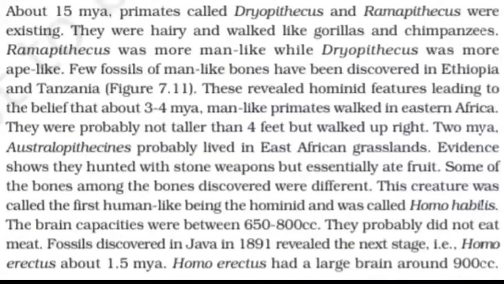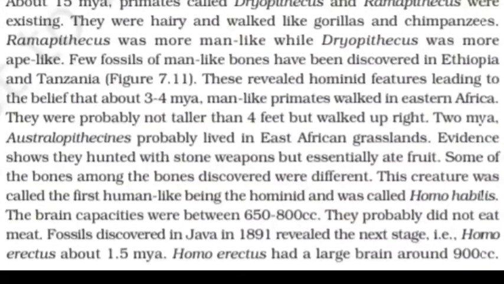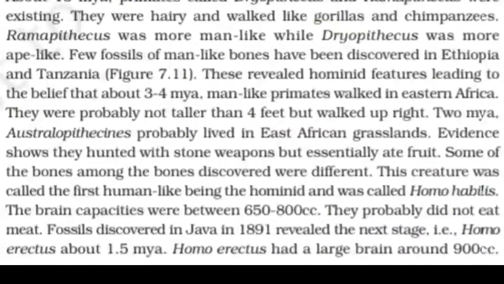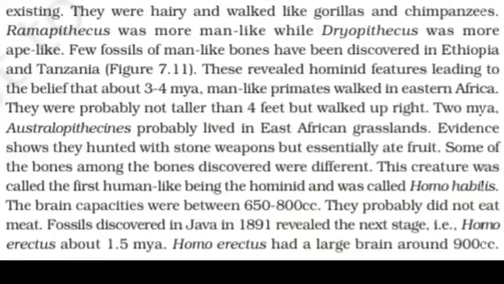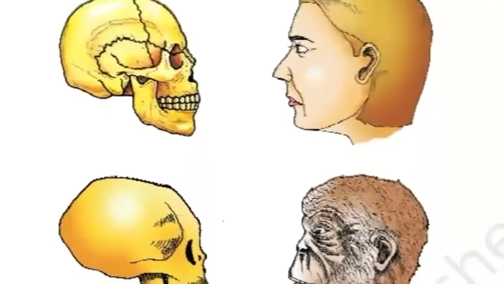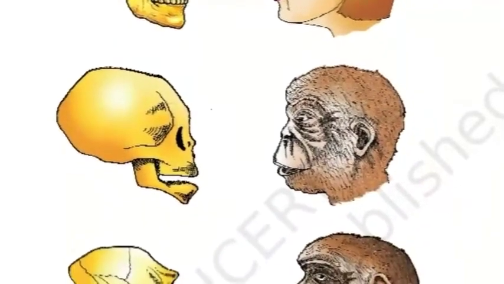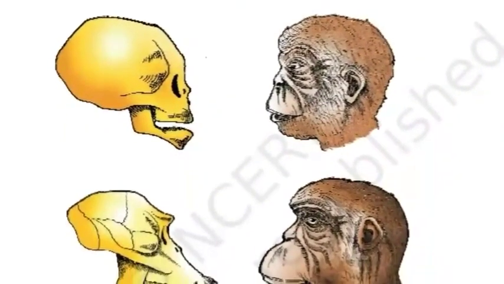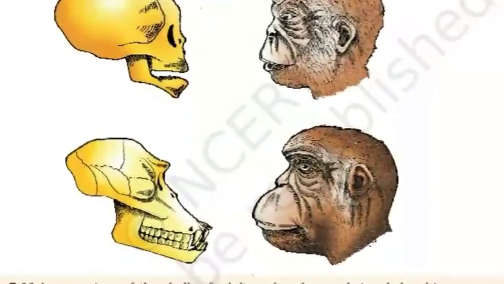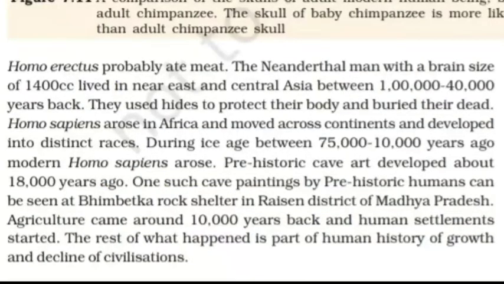A fossil discovered in Java in 1891 revealed the next stage, that is Homo erectus, about 1.5 MYA. Homo erectus had a large brain of around 900 cc. Homo erectus probably ate meat.